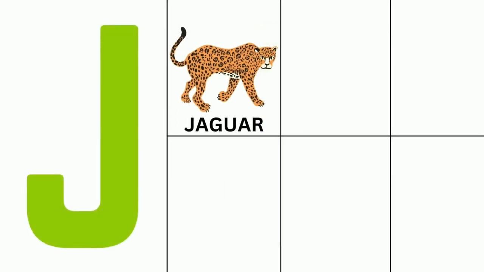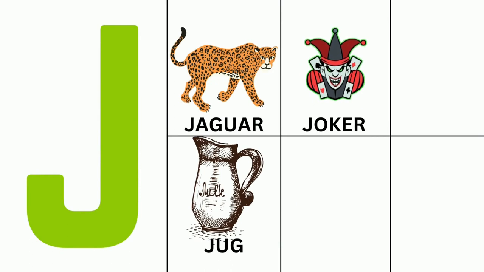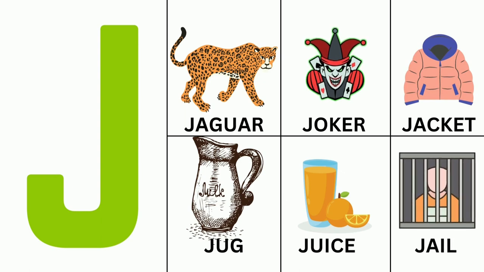J. Let's learn the words that start with J. J for jaguar. J for jug. J for joker. J for juice. J for jacket. J for jail.